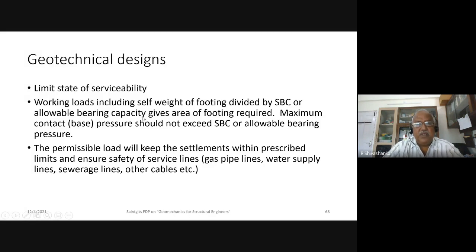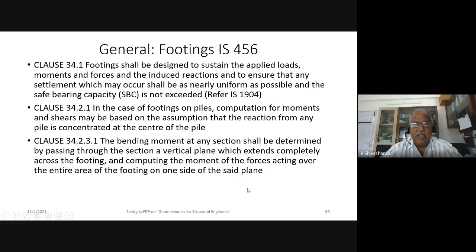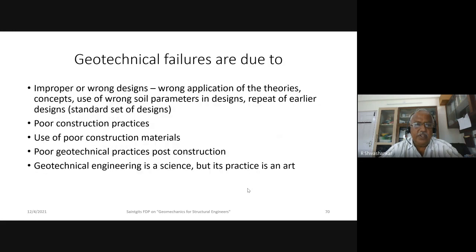We use the limit states of serviceability. The area of footing is the total load divided by SBC. Here I consider 10% as the self weight of the footing, and different structures have different permissible loads to ensure the safety of service lines, right? Gas pipes, water supply, sewerage, all those things. So these are the different clauses in IS 456, which tell about the critical sections for flexure, for one-way shear, and punching shear, or punching shear is also called two-way shear.